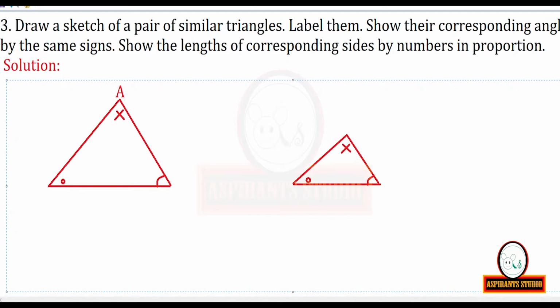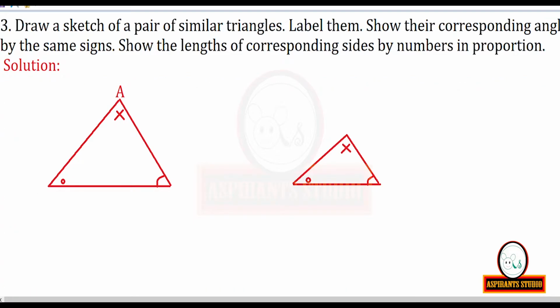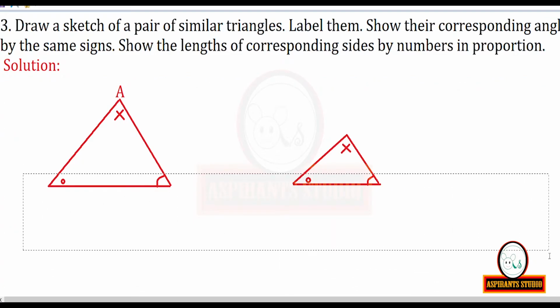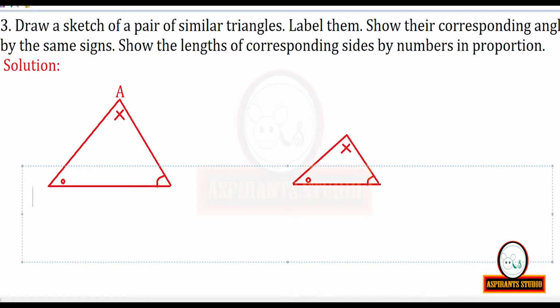Now coming to the third one, draw a sketch of a pair of similar triangles, label them, show their corresponding angles by the same signs. Show the lengths of corresponding sides by numbers in proportion. Now you have to draw a sketch of a pair of similar triangles.